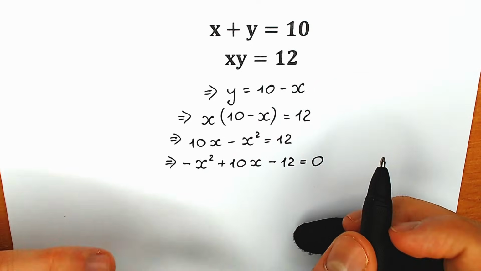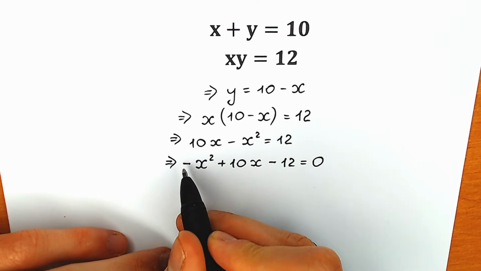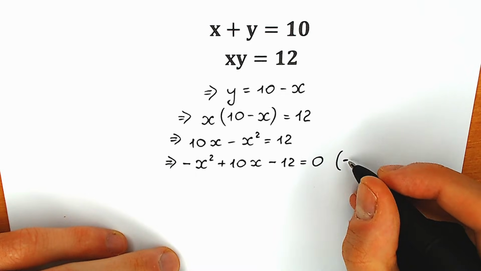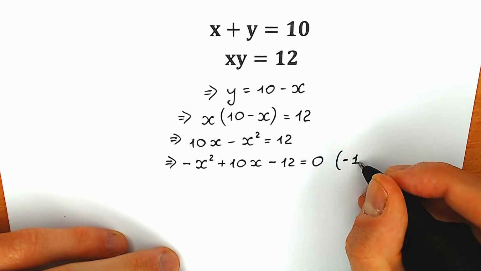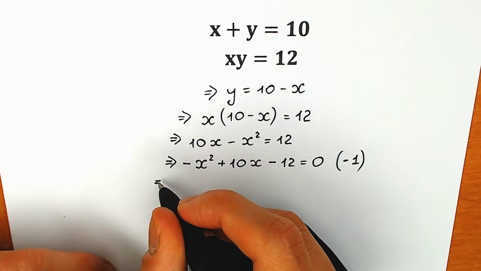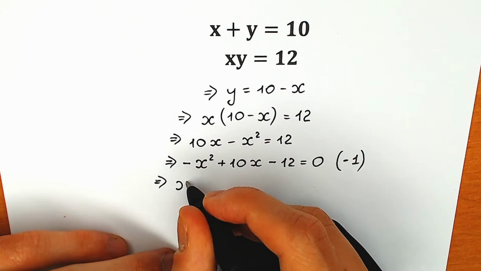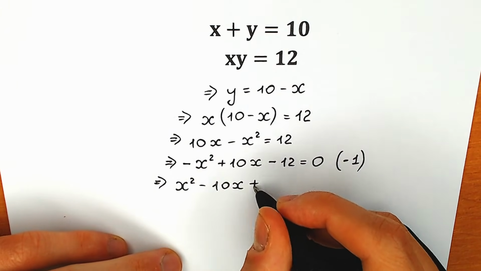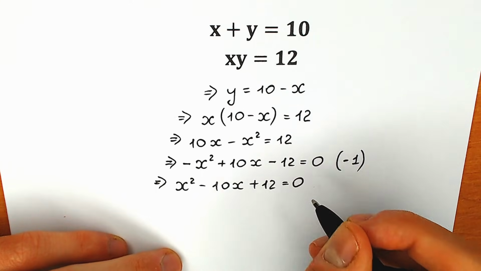And right now everything is great, but we don't like this negative sign right here. We don't like this minus. So let's multiply both sides by minus 1. And right now we can easily change all the signs. We have x squared minus 10x plus 12 equal to 0. And this is our final quadratic equation.